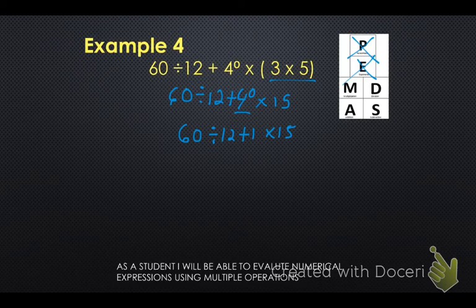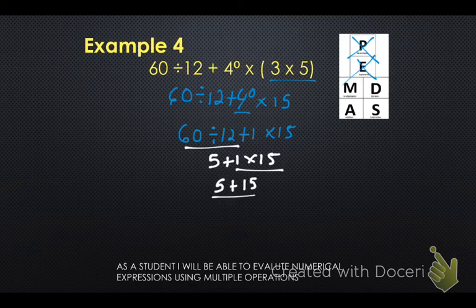So we're going to go ahead and do that one right now. I'm going to change to white. So we're going to do division. 60 divided by 12, that's 5, plus 1 times 15. We're still doing multiplying and dividing, so we're going to do 1 times 15, 5 plus 15. Okay, and 5 plus 15 finally at the end, we're going to do adding and subtracting. That gives us 20. Ladies and gentlemen, that is the order of operations.